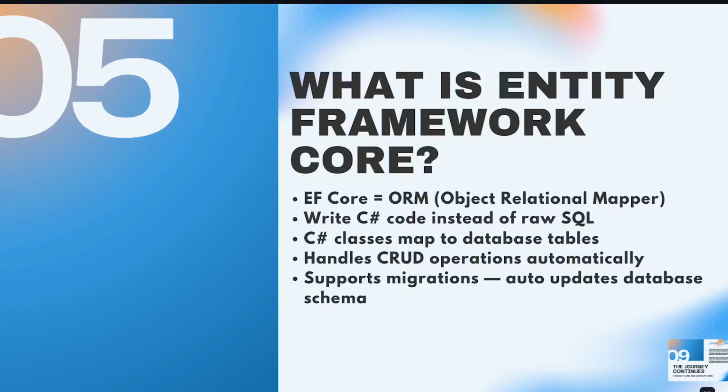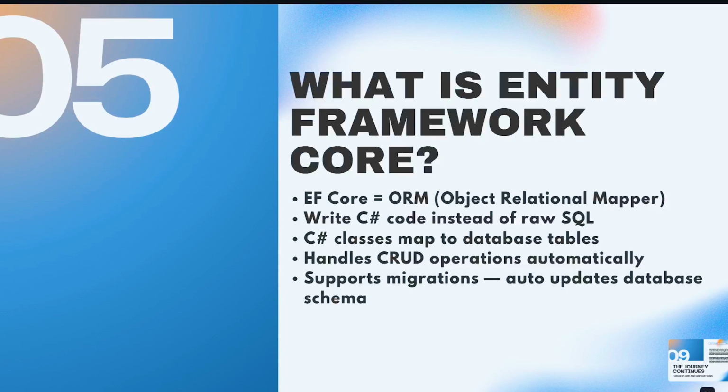Now we have another word, which is DbSet. DbSet represents one table, like we have DbSet of User. So this represents the user table. An entity is a C# class that maps to a table. Each property maps to a column. Entity Framework Core handles migration, which auto-updates the database schema.